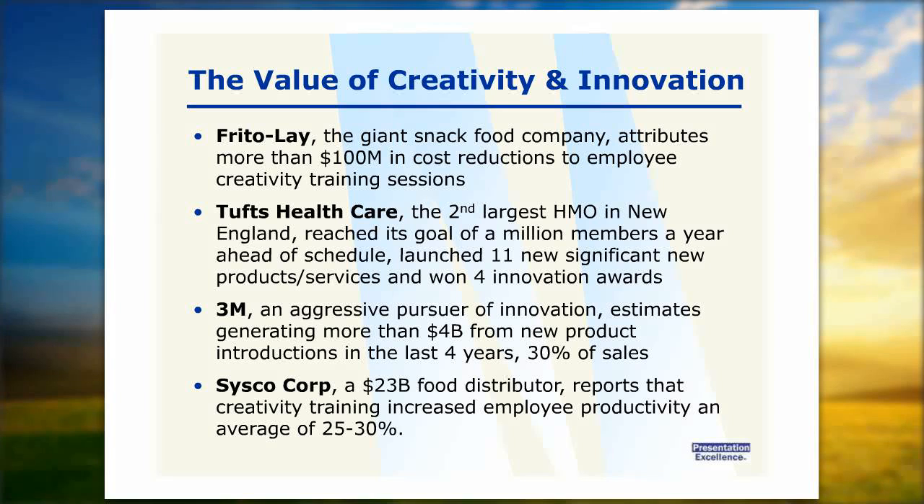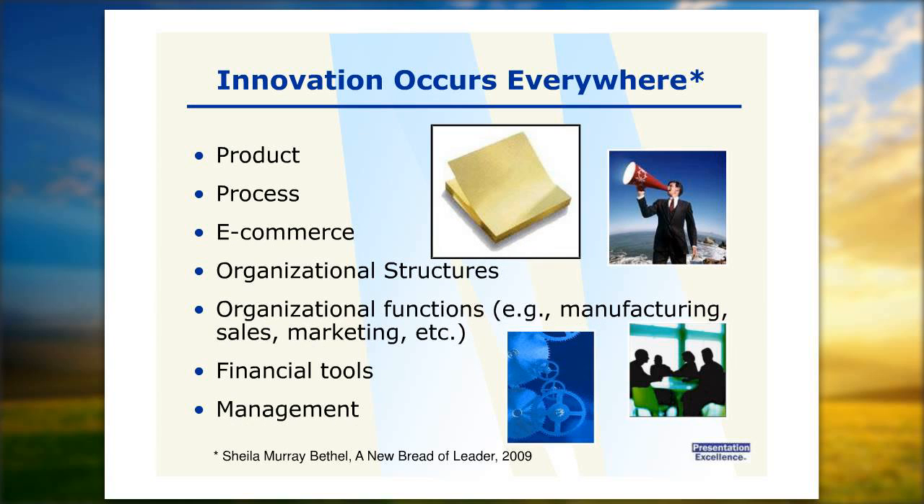We'll talk about it in a few minutes. And Cisco, and I'm not talking about the hardware company, I'm talking about the food distributor, a $23 billion company. They're reporting creativity training and how it works for them and increased the average productivity by 25 to 30%. So many different ways of looking at it, but it can make a significant difference.